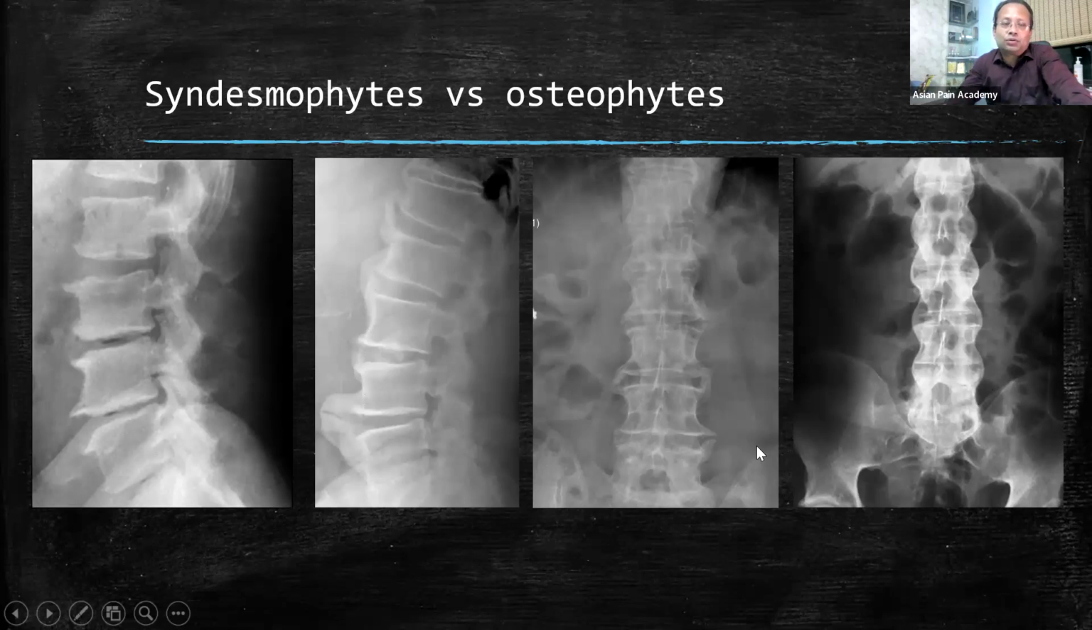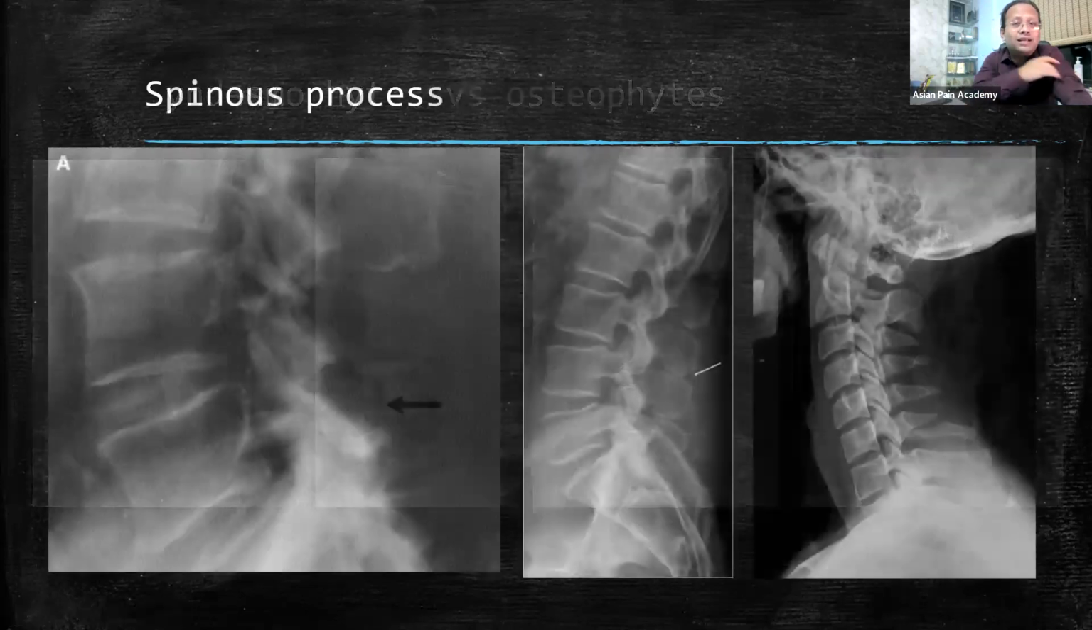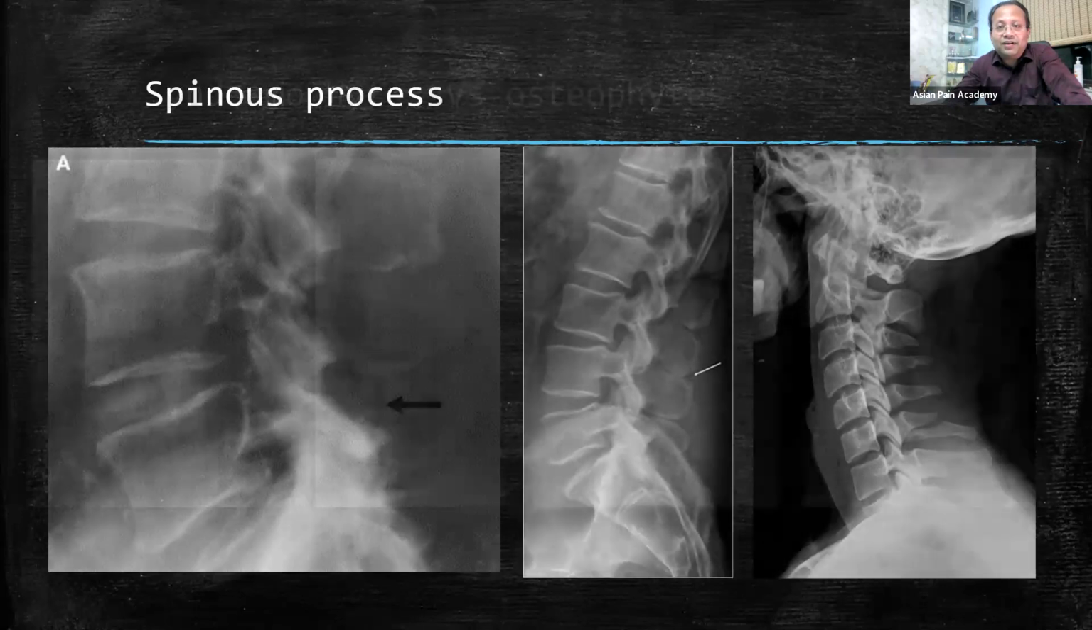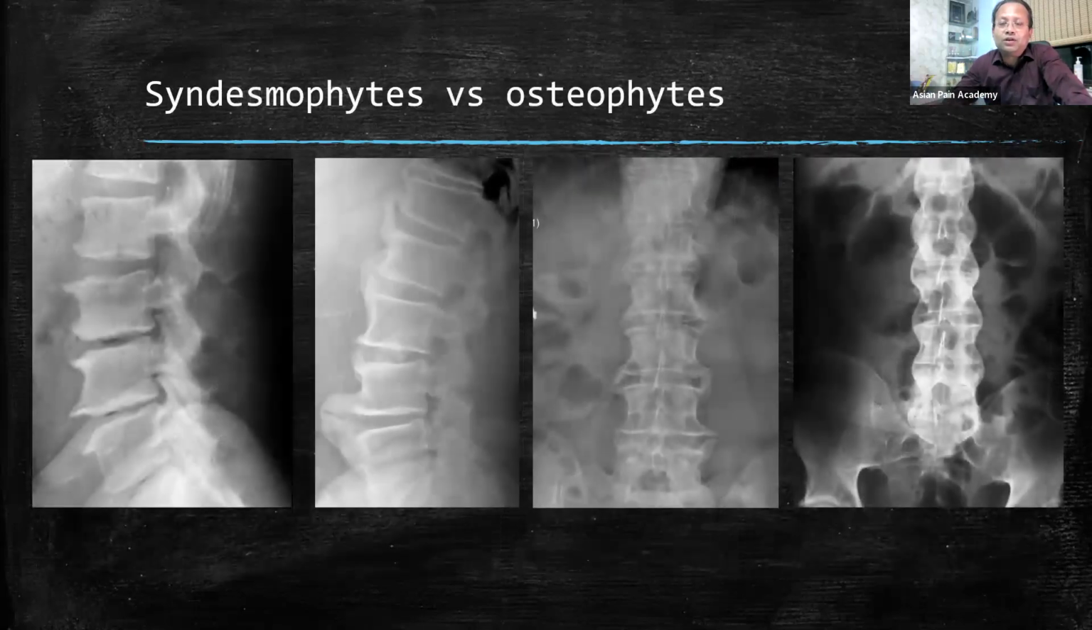The syndesmophyte is a different disease altogether. Whenever you see an osteophyte, you know it's a degenerative process, maybe due to age only. But as soon as you see a syndesmophyte, you must be very cautious that it is not a degenerative process. It is an inflammatory process.